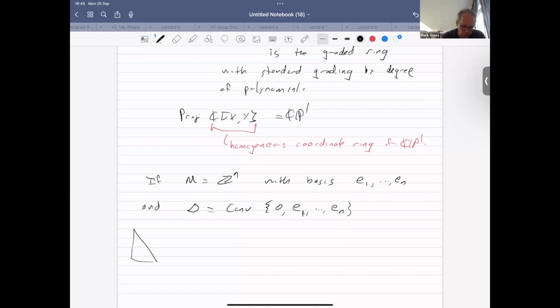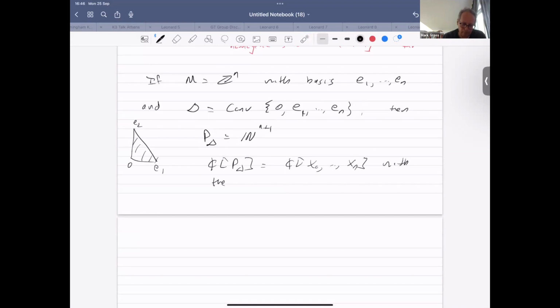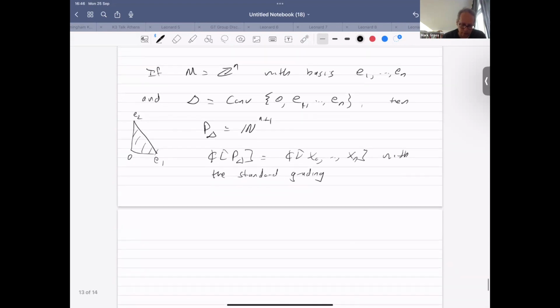So for example, in 2 dimensions, this will just look like this. Then P delta is just N^(n+1), again generated by the height 1 copies of these things. And C[P delta], I can then write as C[X0 through Xn] with the standard grading. And then, of course, Proj of this is CP^n. So this gives a very quick, efficient way in this language of describing CP^n.